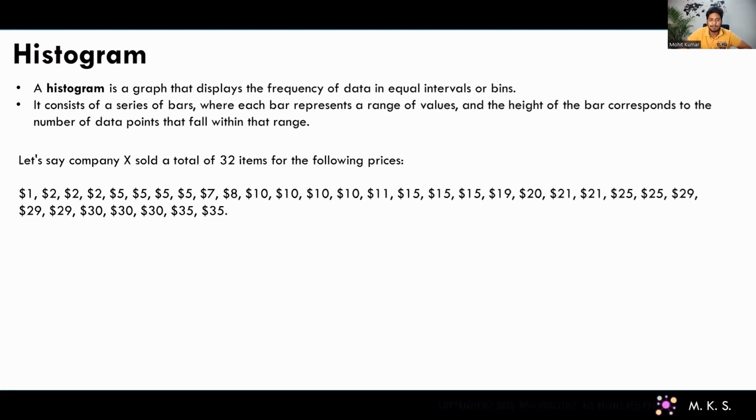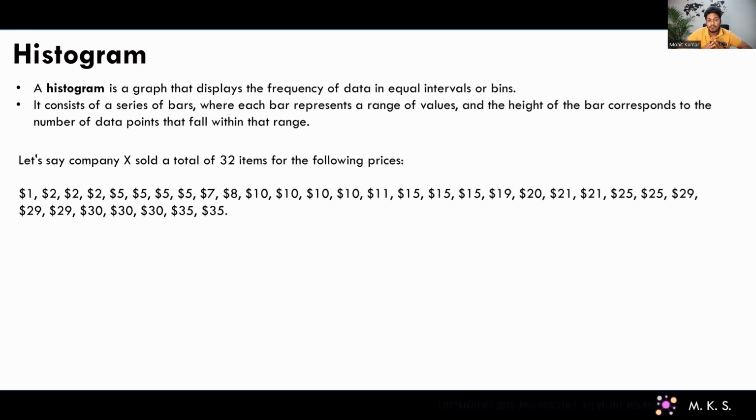Let's say we have a company X and they have sold 32 items. Now here we have the price of each individual item which is being sold. So we have 32 numbers in our data. In the real world, guys, we will have a lot more numbers or a much bigger size of data. But here, just to illustrate the histogram and the creation part, I have kept the limited numbers, 32 here. Right? So we have these numbers which are varying from $1 to $35.